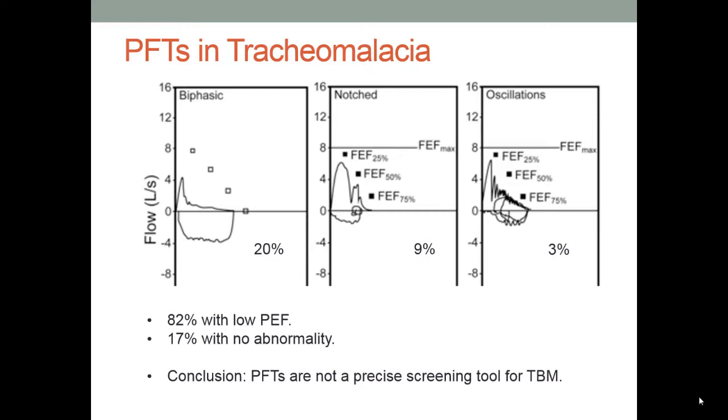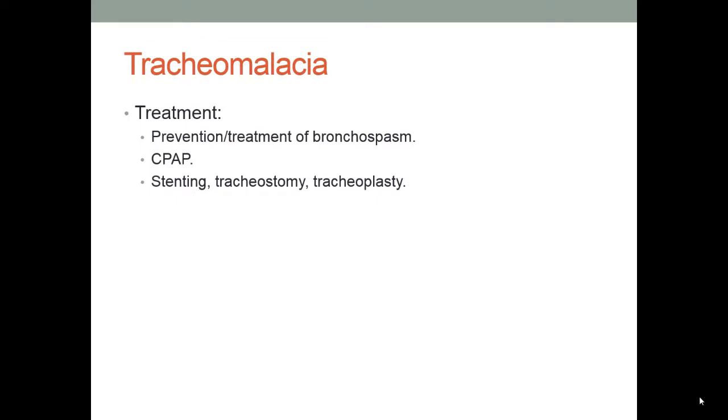But as you can see, the first one's biphasic, so a sharp peak and then a rapid decline followed by a plateau phase. You could have notched expiration there, and then the third one is oscillations, what they call the sawtooth pattern, with frequent oscillations or accelerations and decelerations with expiration. I won't really get into the treatments, but you really want to prevent bronchospasm, advanced interventions or stenting, tracheostomy, tracheoplasty.